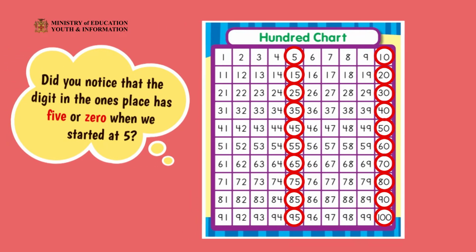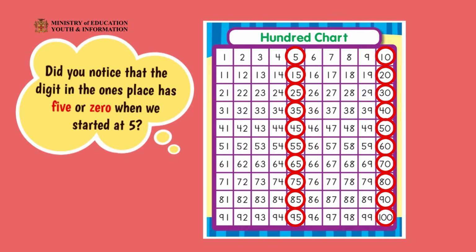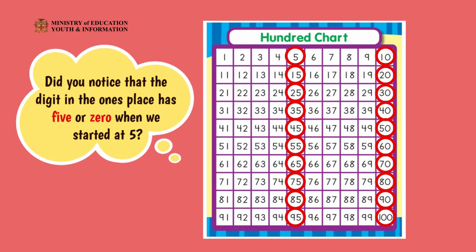Another excellent observation, boys and girls. If you said you noticed that the digit in the ones place has 5 or 0 when we started at 5, that is great. You can see this on our 100 chart. Count with me. 5, 10, 15, 20, 25, 30, 35, 40, 45, 50, and we could go on.